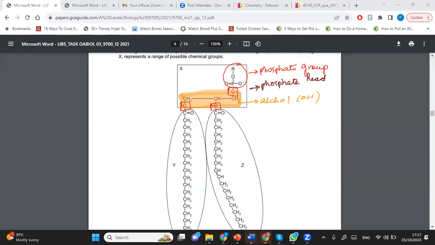So glycerol is a trialcohol, it's got 3 OH groups. In triglycerides, all 3 OH groups are attached to fatty acid chains. In phospholipids, one OH group is attached to the phosphate group. The rest of the OH groups are attached to your carboxylic acids. And what kind of a bond are we going to be making? This is a bond between alcohols and carboxylic acids, which you studied in chemistry as ester bonds. Right? Now, what is Y and Z?